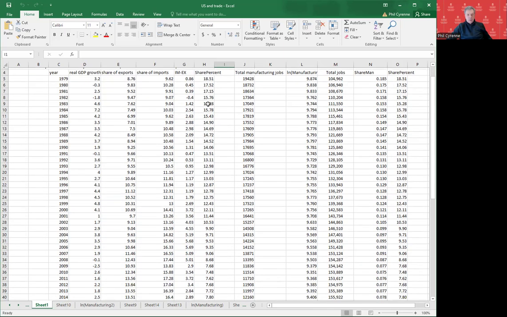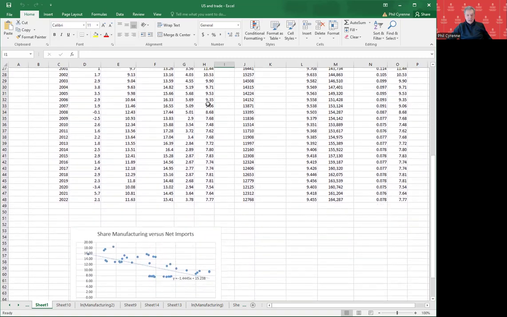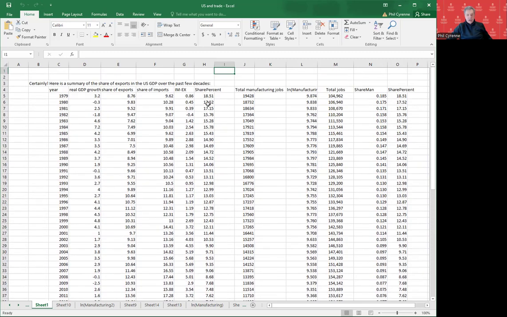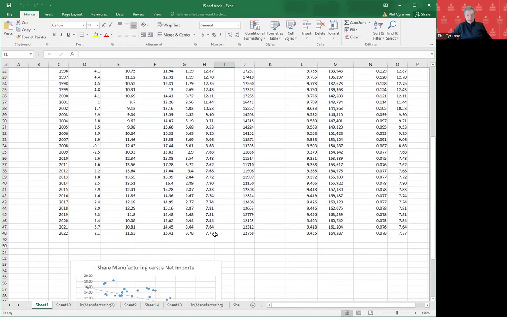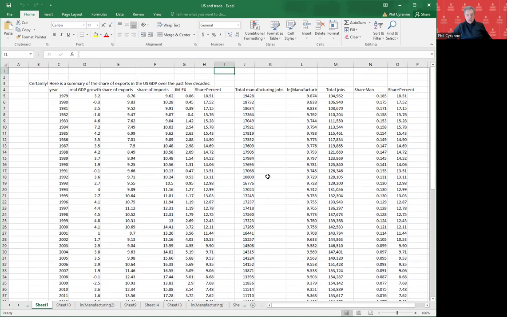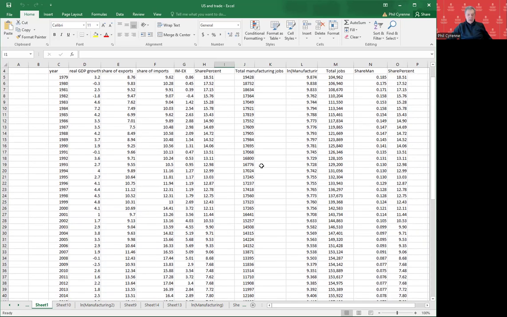So you can see what's happened over time is that there's been a secular decline in manufacturing, both in the share and, obviously, in total manufacturing jobs, from 18.51% to 7.77%. So there's been a huge reduction in manufacturing jobs. So the question is, how do you account for that? Well, what I did is a simple regression to try to uncover the relationship. Now, if I was going to do this for an academic paper, I might spend a little more time thinking about some of these issues, but this gives us a rough guide of what's going on.